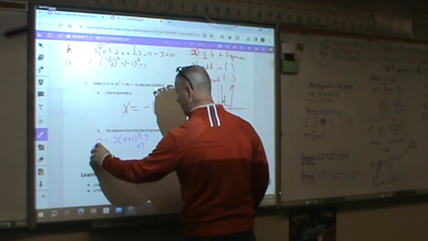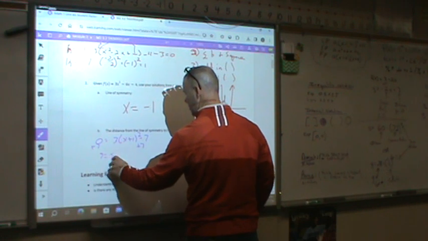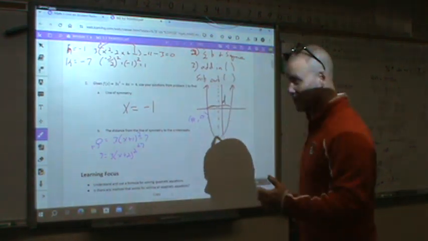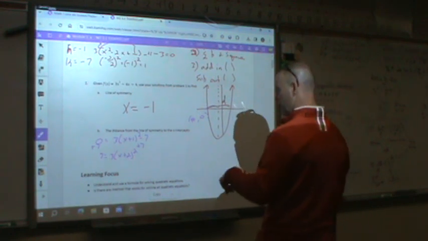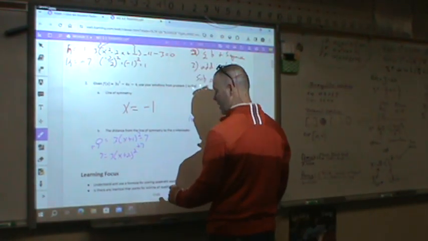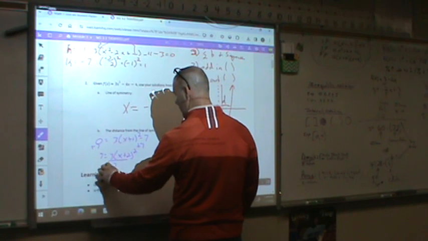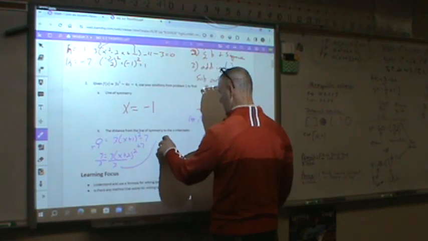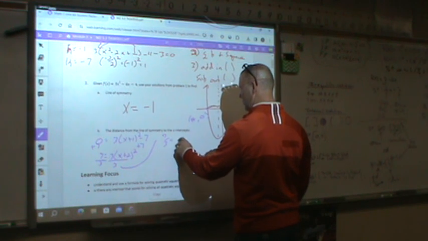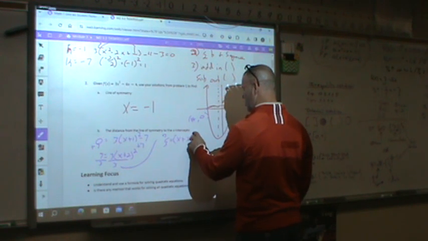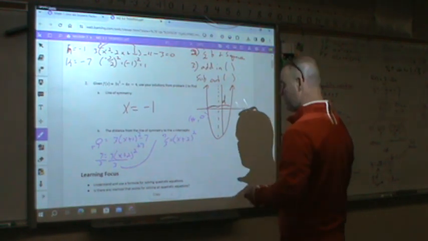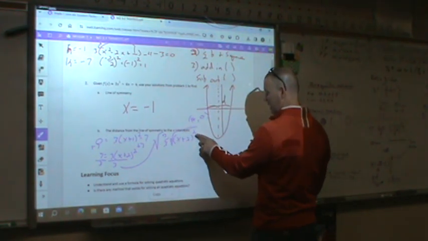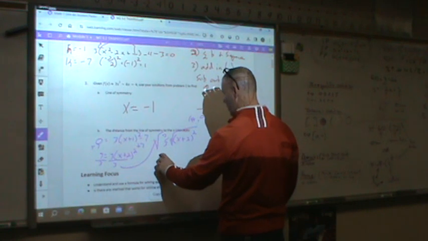I'm going to add 7 to both sides. So 7 is equal to 3 times x plus 1 squared. Yes, I'm going through this fast, but this is video. This is review. If you need to, you can pause. The next thing I'm going to do is divide by 3, and I'm going to get 7/3 is equal to x plus 1 squared. And you're freaking out because of the fraction. Don't freak out because of the fraction. The next thing I do is I got to get rid of the exponent of 2, so I take the square root of both sides.